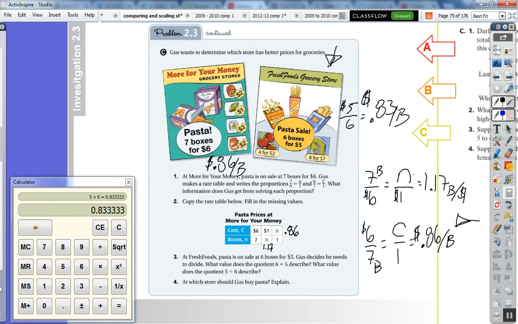Now, I do want to point one last thing out before we call it an evening. If I were to do the boxes per dollar, that's 6/5, I would get 1.2 boxes per dollar. Now, here's the thing. We want to pay less money per box. And that's why we're looking for the smaller of the 2 unit rates in here, because we want to pay less per box. But if we use the opposite unit rate, we want more boxes per dollar. So if we're using the unit rate of boxes per dollar, we want the larger of the 2 numbers, because we're getting more for our money.